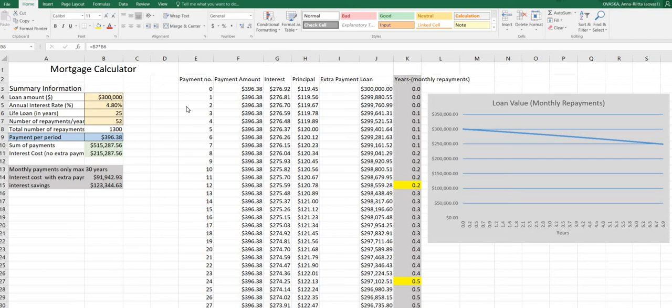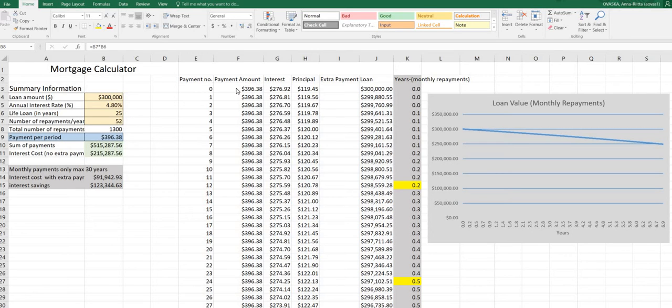Our first column here is the payment number. So that's each individual payment. At weekly payments, 52 for 25 years, that's 1,300 individual payments. Our next column is the payment amount. So that's our payment per period, in this case, $396.